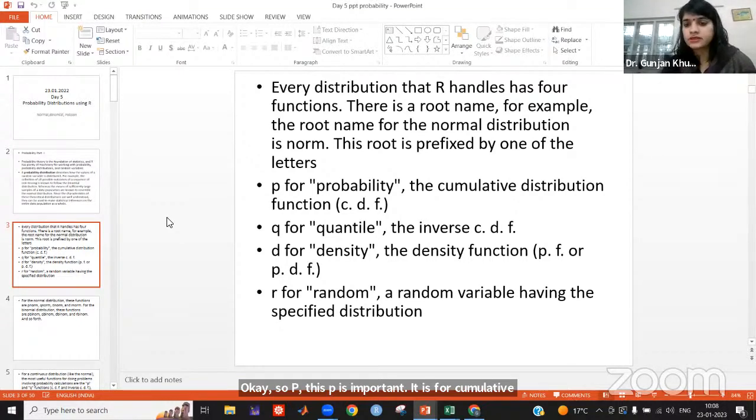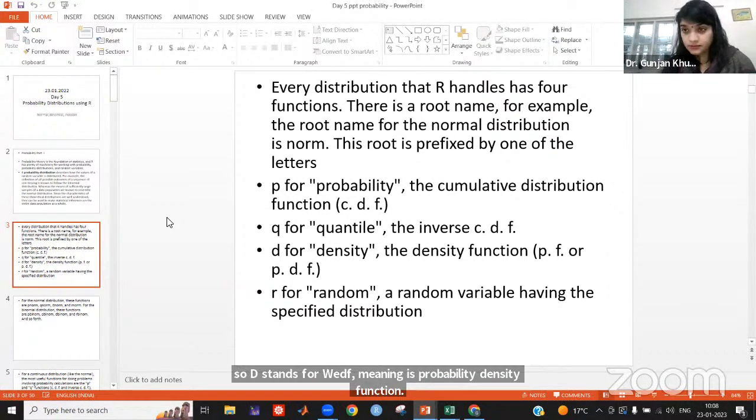And Q is the inverse of P. So the inverse of the cumulative distribution function, that is quantile. For that we use the letter Q. And for calculating the density we use D. So if we write dnorm, it means the probability density function of the normal distribution. D stands for PDF, meaning probability density function. For discrete it would be the probability mass function, as you studied.